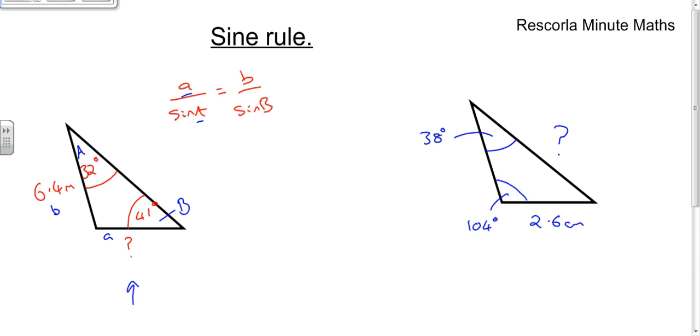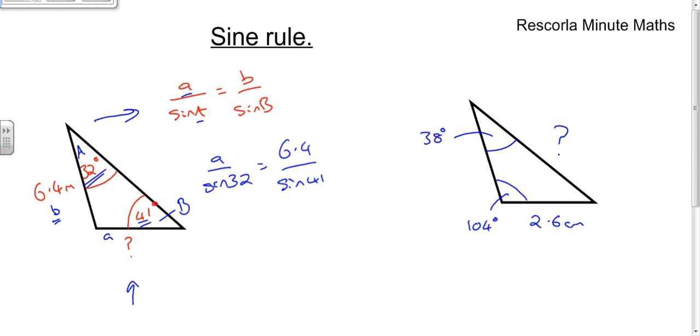And then once we've done that, we put it all into this thing here. So A is what we're looking for, so we're going to write A over sine A. Now, this is sine A, so it's going to be A over sin 32. And that equals B, which is this length here, which is 6.4, over sin B. So that's sin of the opposite angle, so that's sin 41.